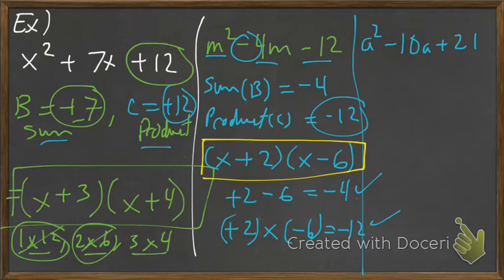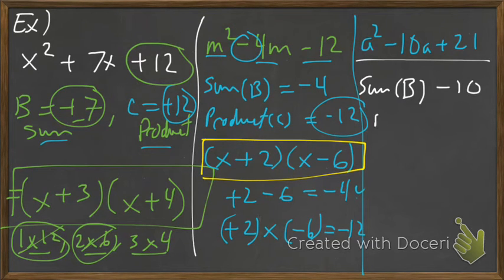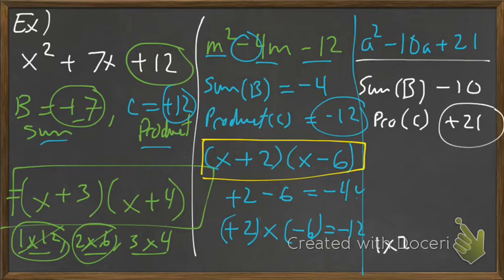Okay. Some space here. Last option, or last example. Sum, which is b, is negative 10. Product, c, is positive 21. Okay. These numbers look daunting. Let's see if we can find an answer. How do we get 21 when we multiply? 1 multiplied by 21, 3 multiplied by 7, and I think that's it. So it's going to be one of these two.